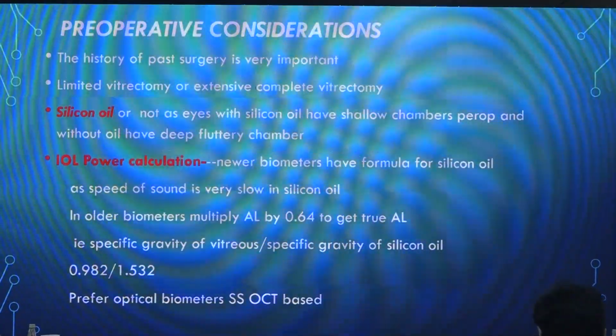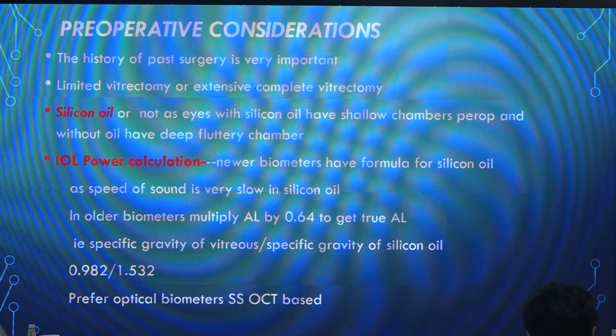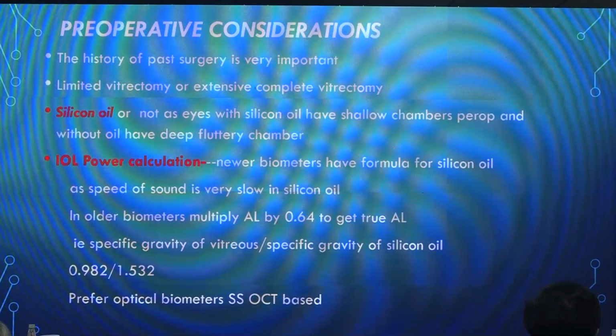So the history of past surgery is very important. Whether it is a limited vitrectomy or an extensive complete vitrectomy decides how we have to go about it. And the third point is whether it is a silicone oil filled eye or not. Because if it is a silicone oil filled eye, it will have shallow chambers pre-op and per-op, and without oil, deep fluttery chambers. Both are different, so our planning remains different.